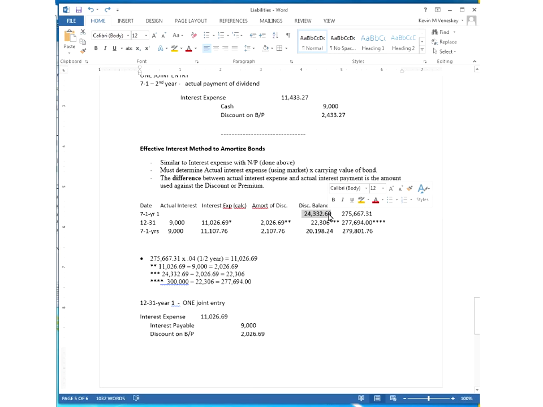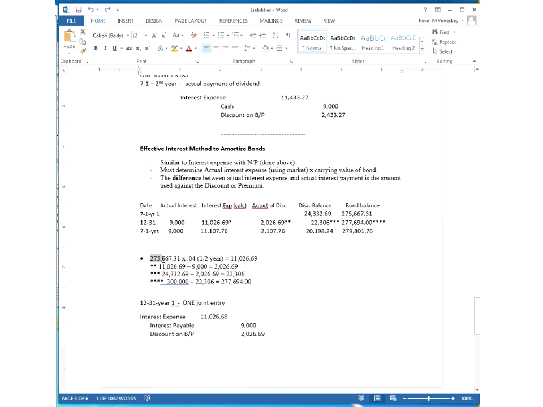So let's go through how I got some of these. All right, so here are my opening numbers, how much I showed on my initial opening entry. I had $24,000 plus in the discount on bonds payable, and this was the balance of my bond, $300,000 minus the discount. On 12/31, when the first interest is due, I'm going to be paying out $9,000 within the next day, but I need to calculate my actual interest.